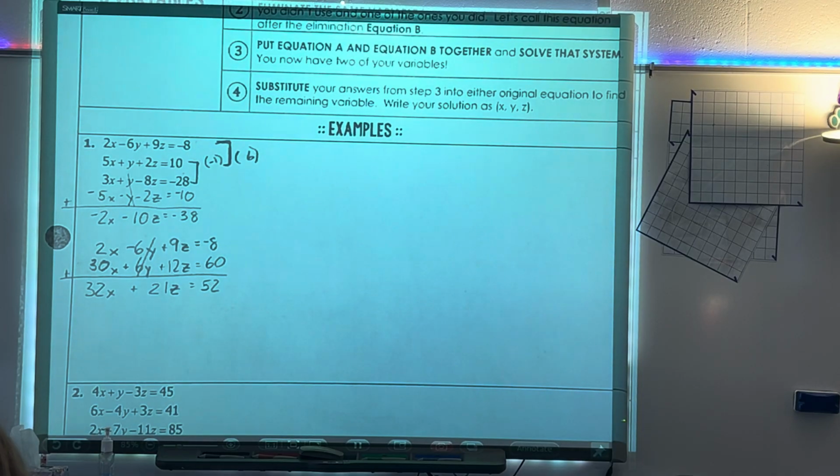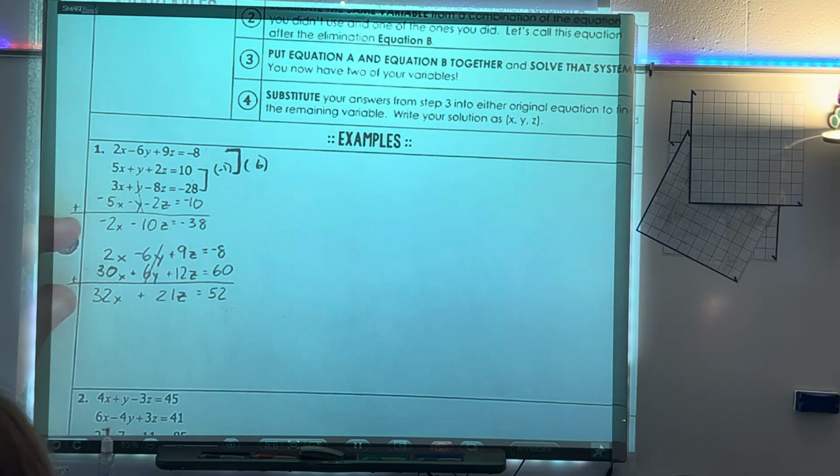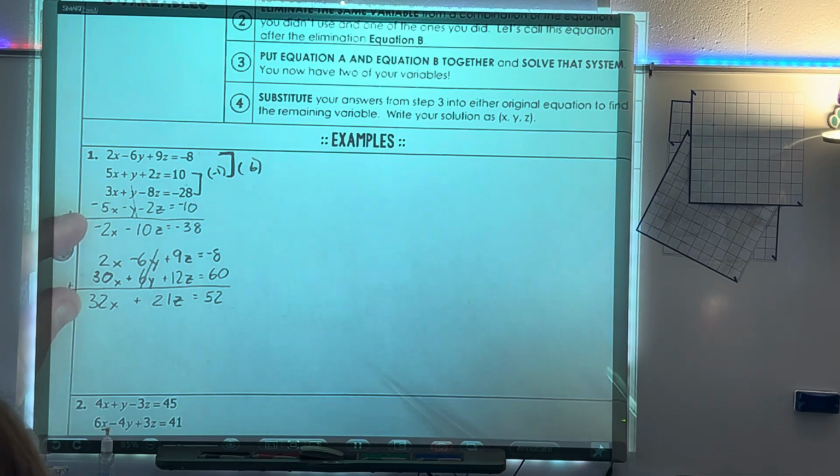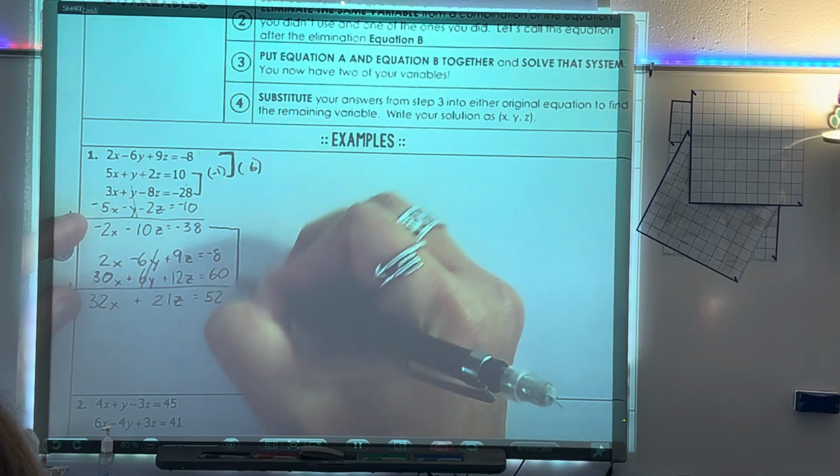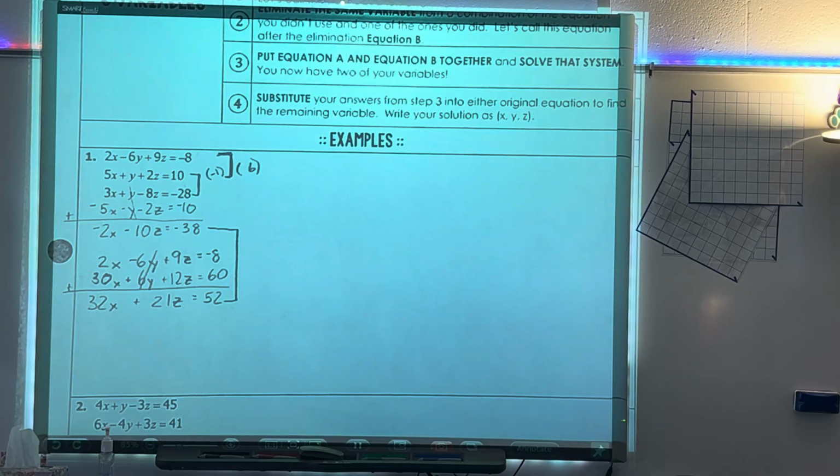Are we okay there? Everybody good? Okay, so now I'm looking at these two equations together, and this is my next step. I've got to get rid of a variable so I can solve for one of them. So now we're back to what we've been doing: we've got a two variable system that we have to deal with. So which variable is easier to get rid of, x or z?